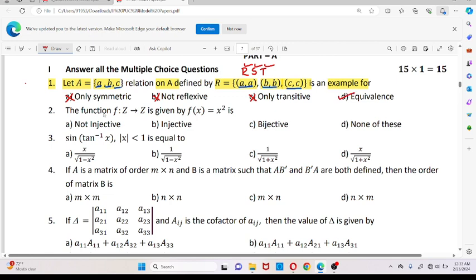Therefore option D will be the answer, that is equivalence relation. If a relation R is reflexive, symmetric and transitive, then it will be the equivalence relation.